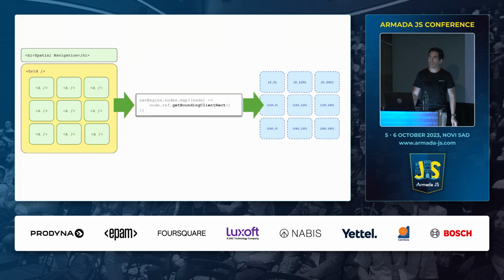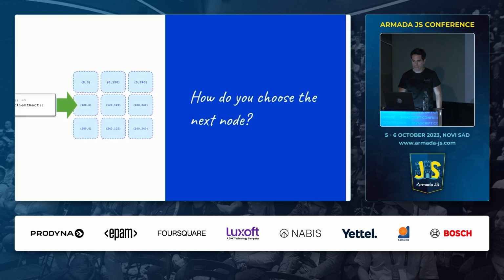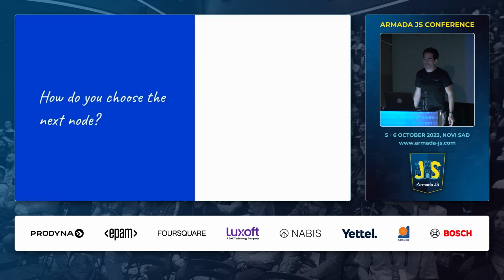That means that if you take the list of all the navigational nodes that you have saved so far, and you call this function on each of them, then you get the dimensions, as I said, and the coordinates, and that's all the information that you need to decide where the focus should go next. So you can forget about what you are rendering. This is all the information that you need. So with that information, how do you choose the next node?